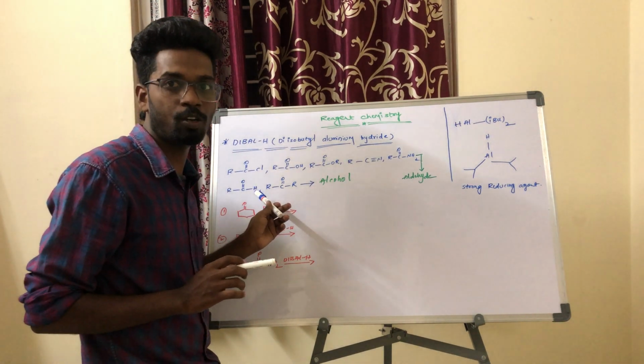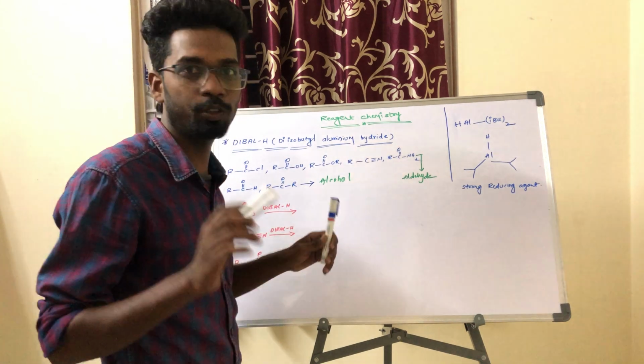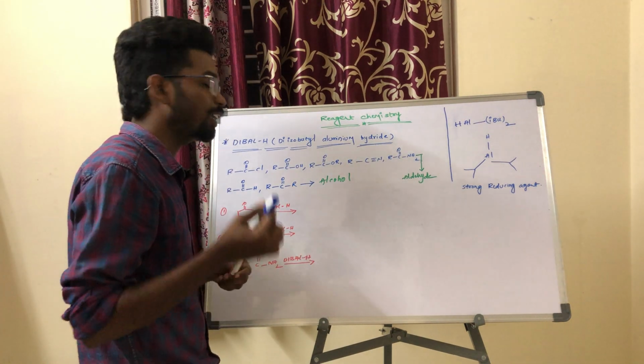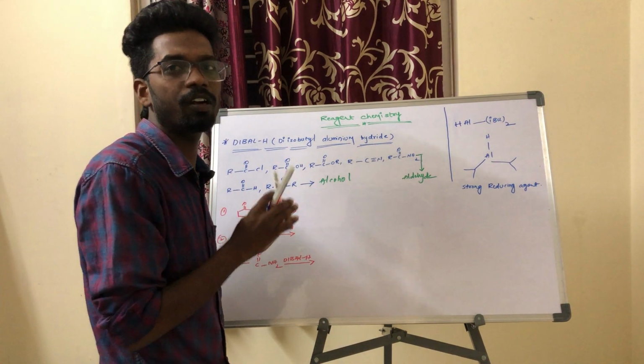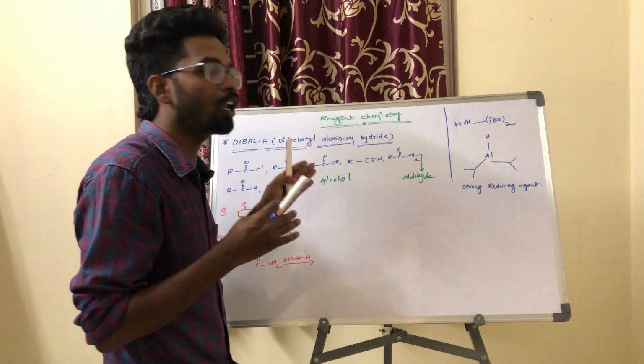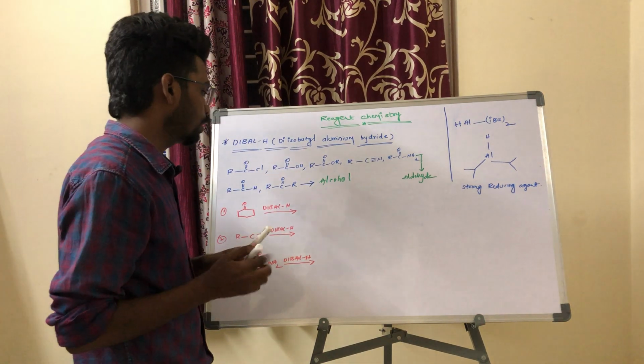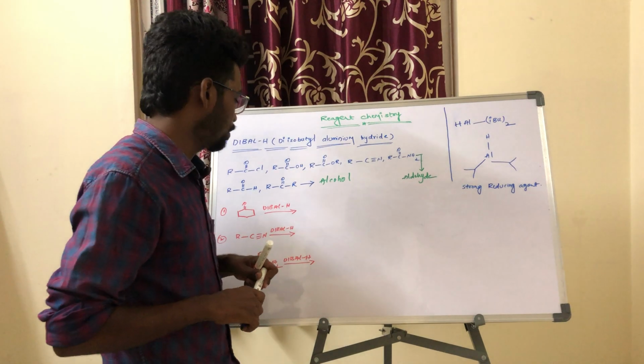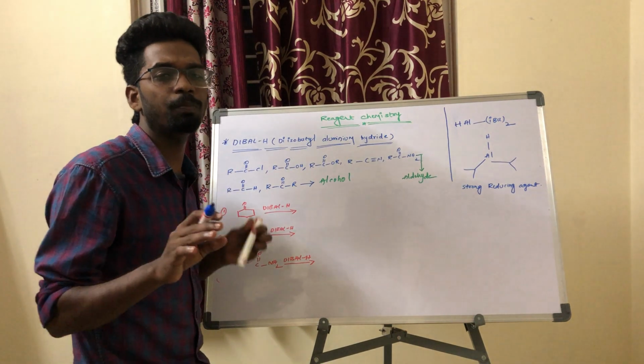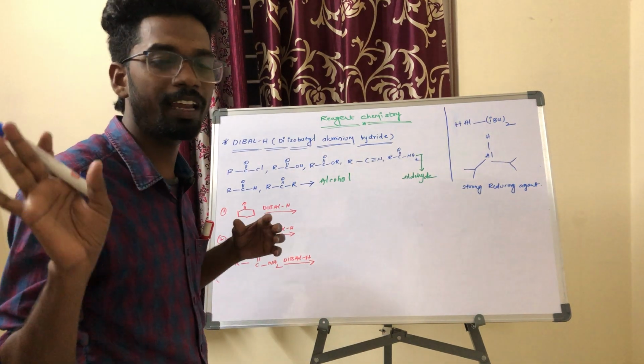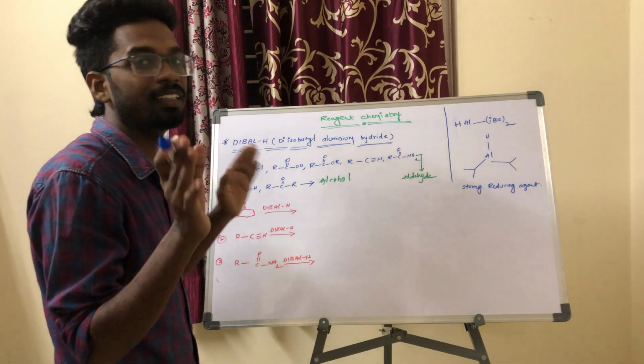These are the carbonyl compounds, right? These carbonyl compounds are converted into alcohols. That's it. This is what DIBAL-H, diisobutyl aluminum hydride, is going to do. So I have given small examples. If you write the examples, that's it. This is enough for understanding DIBAL-H.